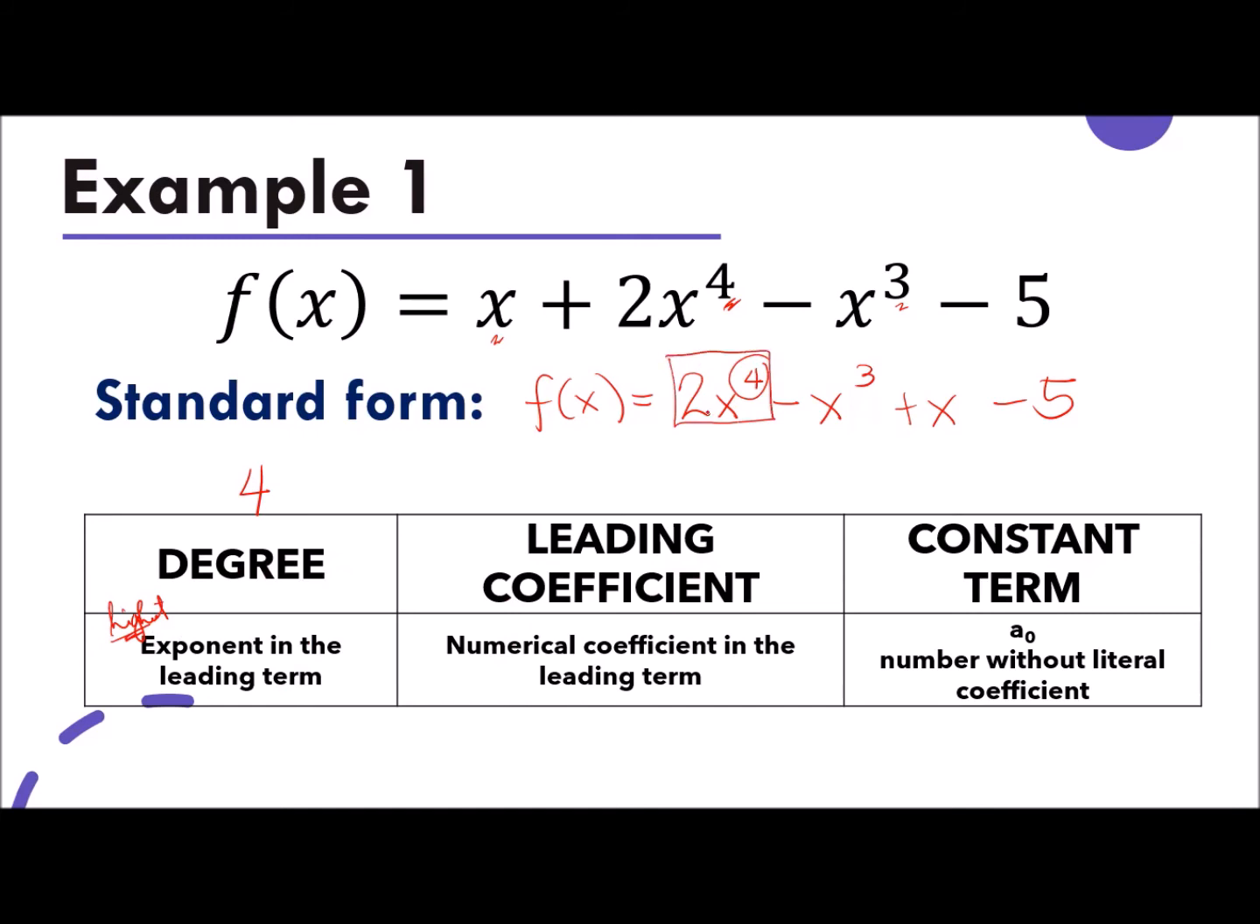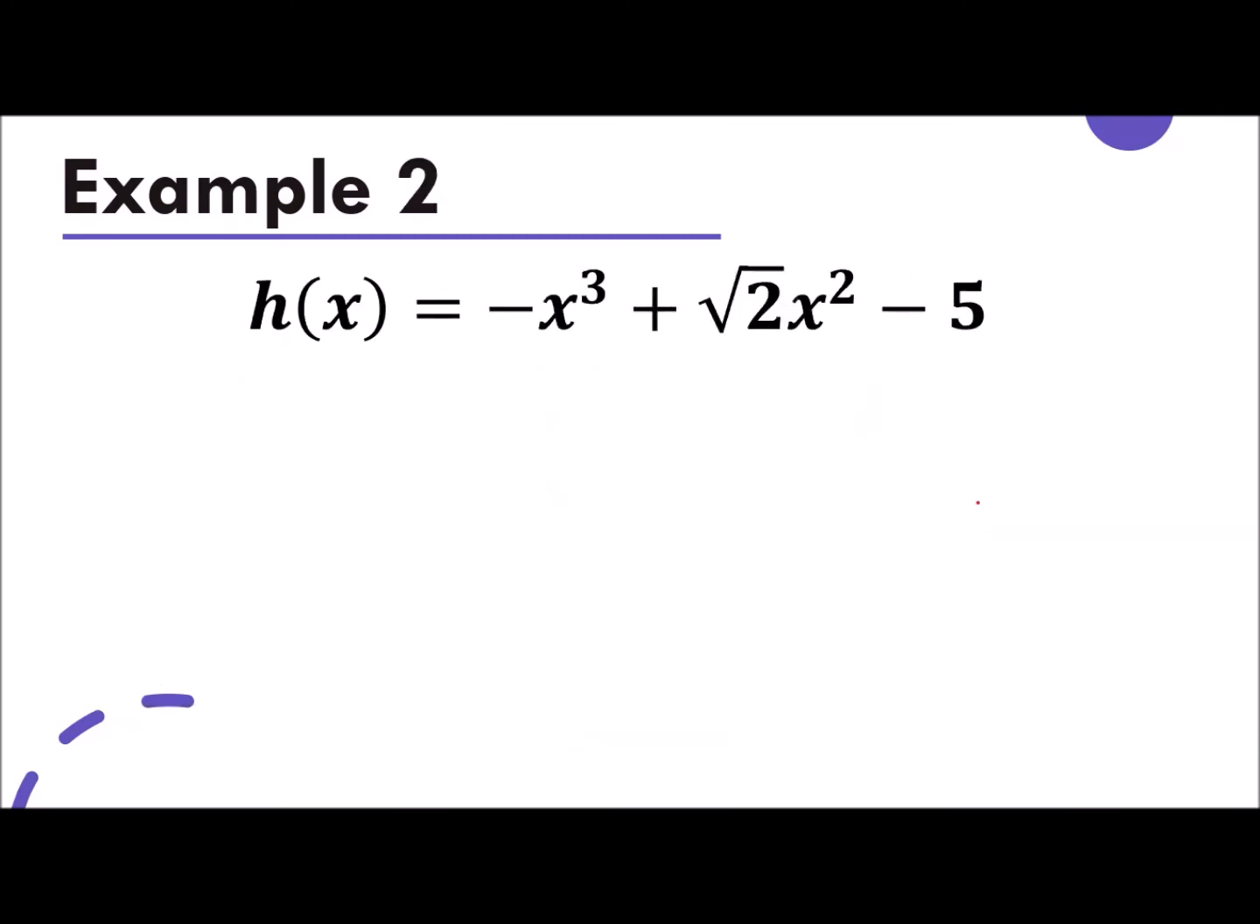Ano po ba yun? Katulad na nabanggit ko kanina, nandyan yung degree. Ibig sabihin, yan ang ating leading term. Ano yung number na nasa tabi ng variable? So that is 2. Okay, so ang leading coefficient natin ay 2. And then constant, the number without the literal coefficient o yung variable, which is negative 5. Okay, so that is our constant. Let's now proceed to the next example.